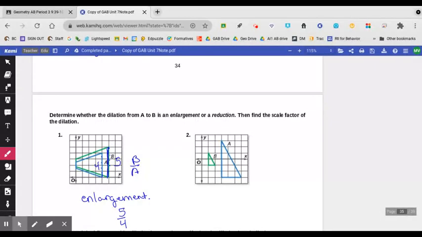So I want you to pause and try number 2. Okay, so we're starting with A and we're going to B. So hopefully you can tell that's a reduction. And for our scale factor, I'm going to count the bottom. So this is 1, and of A, it's 3. Therefore, the scale factor is 1/3.